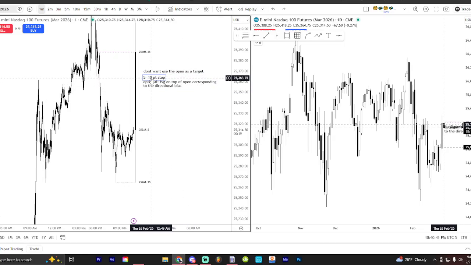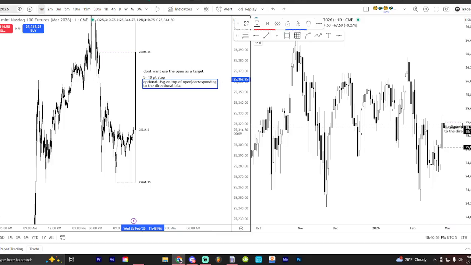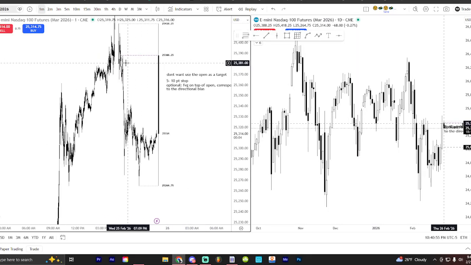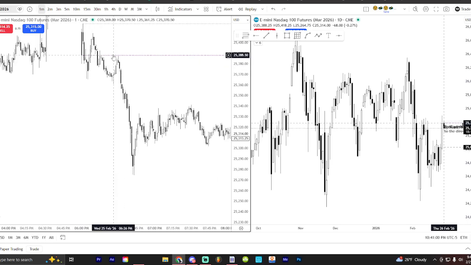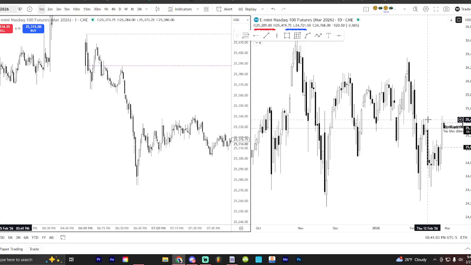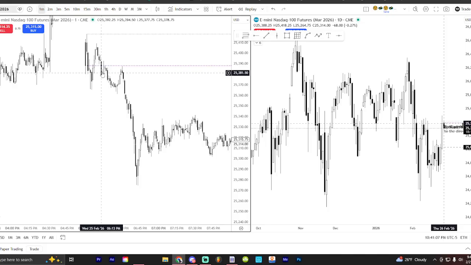So we don't want to use open as targets. We want a 5 to 10 point stop, and an optional fair value gap on top of the open, corresponding to the directional bias. What this means is, since we swept this swing high, we're now bearish. So this SIBI, sell side imbalance, buy side inefficiency, bearish fair value gap, whatever you want to call it, corresponds to the bias, and we want to use that.